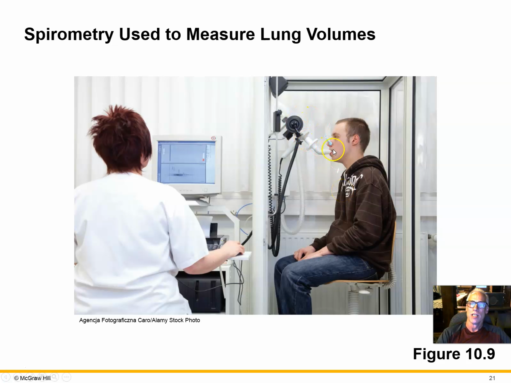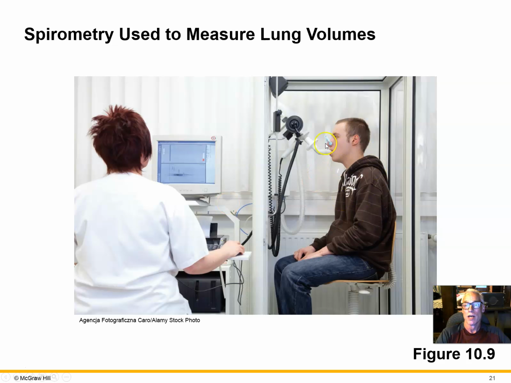A spirometer is an instrument that measures the flow rate and therefore the volume over a period of time of air going in and out of the lungs. Here's a picture of a young fellow breathing in and out through a spirometer, which again can record those volumes and plot them on this chart recording here. A modern spirometer is an electronic device, a little less elaborate looking than this.